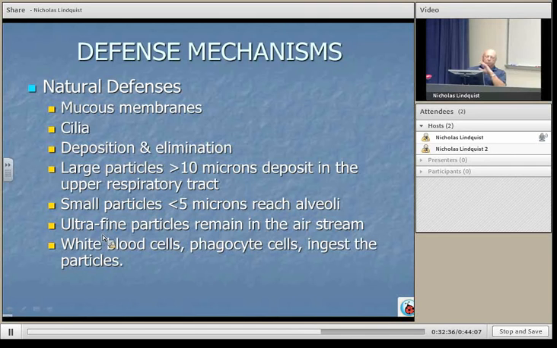tracheal area, throat area, and you will respond with a cough because it just causes a tickling sensation or irritation sensation. And it gives you a desire to cough, and you'll cough, and then you can spit out that mucus substrate that has those contaminants that are trapped.